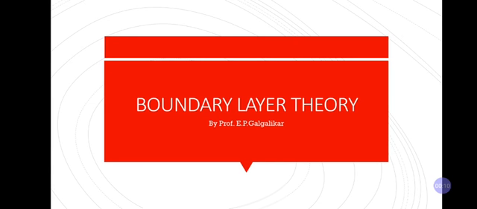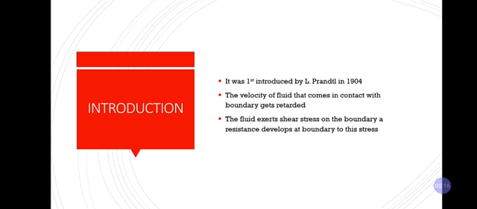The concept of boundary layer was first introduced by L. Prandtl in 1904. This theory relates to the flow of fluid when it comes into contact with any boundary, whether it is the pipe boundary or any plate which has been inserted into the flow. When a real fluid, that is, a viscous fluid, flows past a stationary solid boundary, a layer of fluid that comes in contact with the boundary adheres to it.